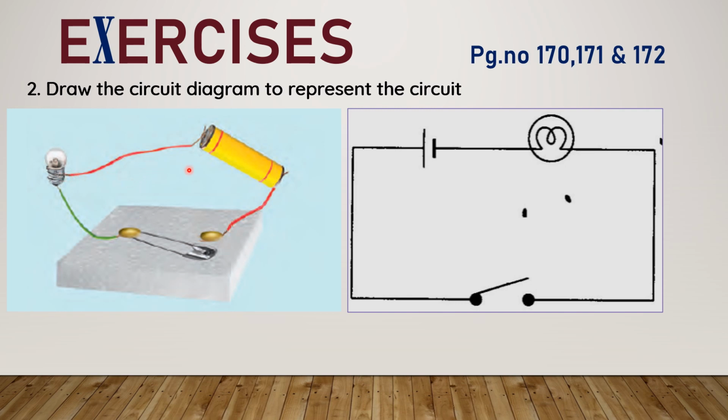So using the symbols we can draw the circuit. So this is the figure. Okay, this is the battery and here it is the bulb, and it is connected to one switch, but that switch is in the off position or open. Okay, so this thing you can draw in your notebook. Just write the question here and draw this figure.